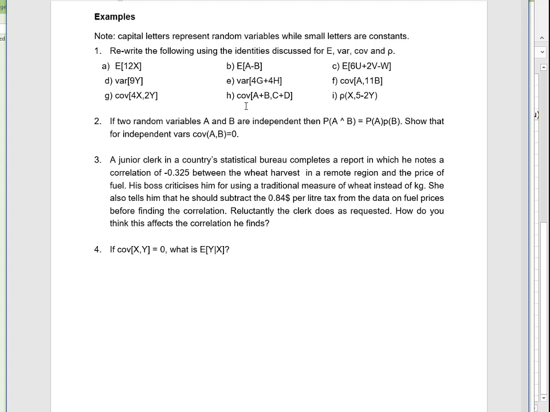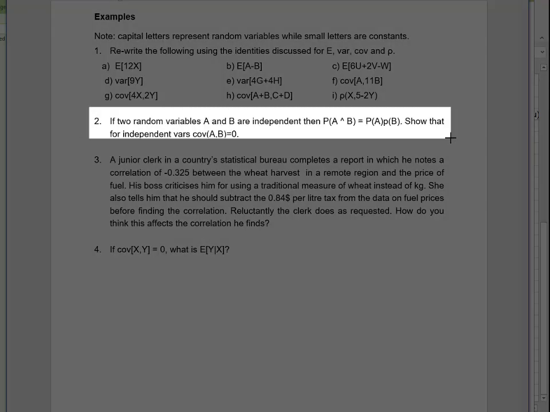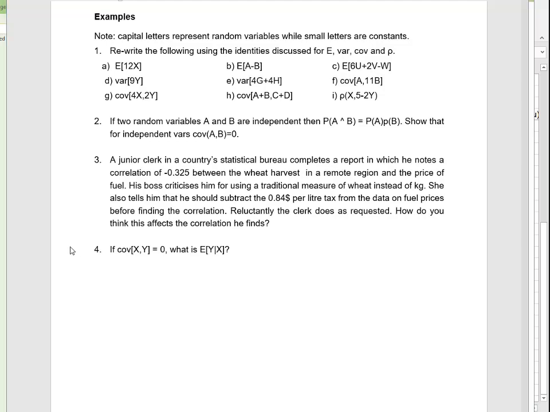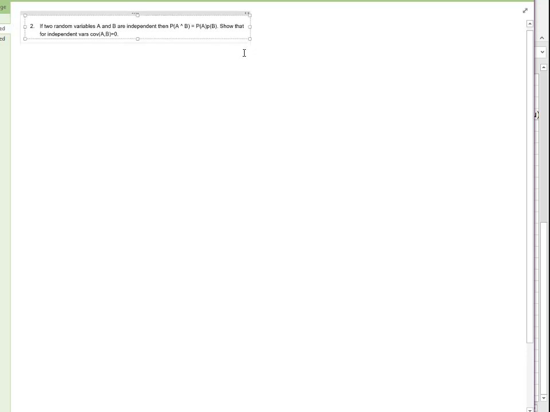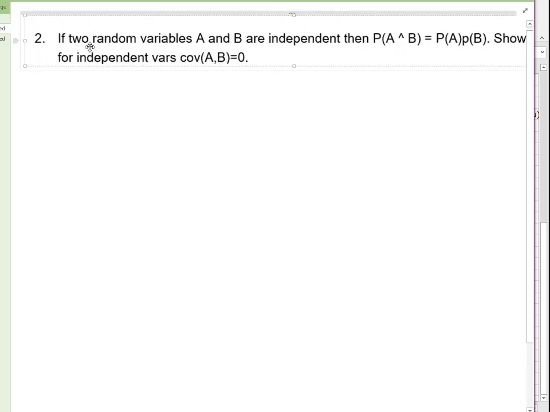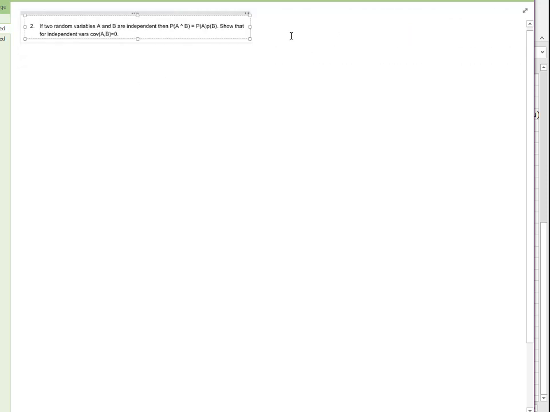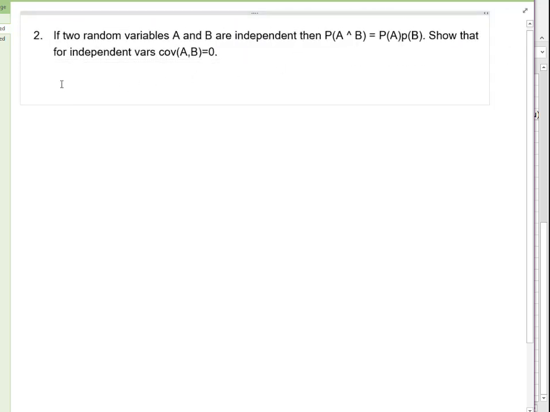Okay, to show that if two random variables are independent, which means you have this is true. That's really the definition of independence. Then show that if that's true, then the covariance comes out as 0. Let me go back to this overcrowded thing and clean it off.